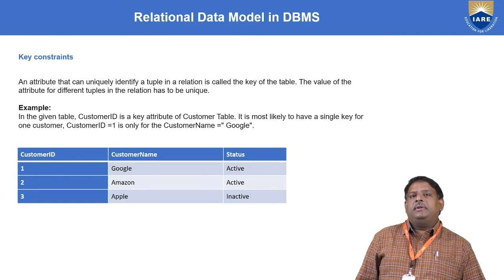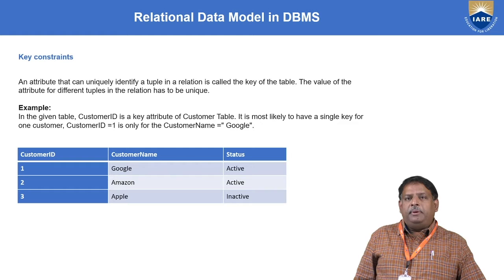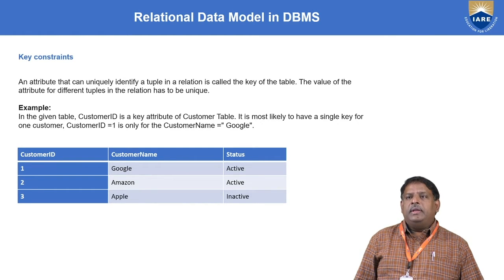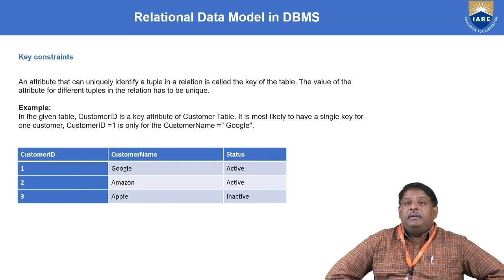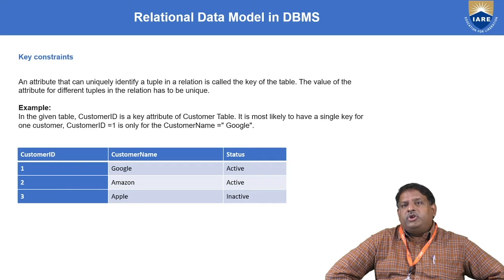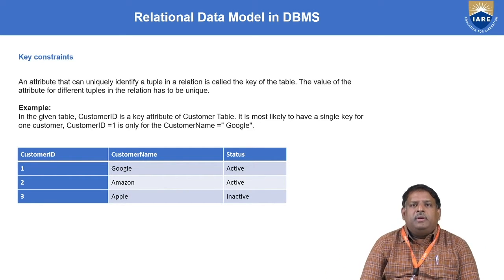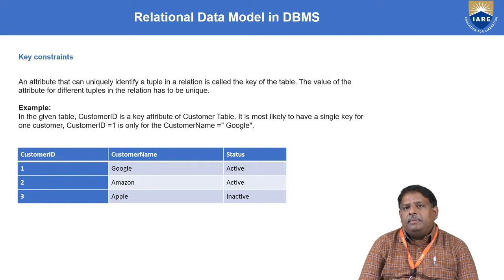Let us see the key constraint. A key constraint is an attribute that can uniquely identify a tuple in a relation and is called the key of the table. The value of the attribute for different tuples in the relation has to be unique. For example, in the given table, the customer ID is the key attribute of the customer table.